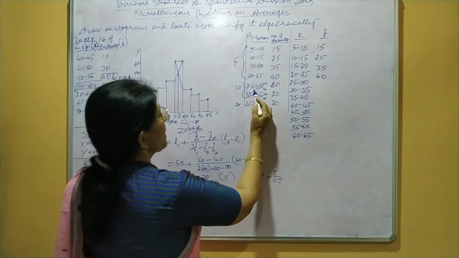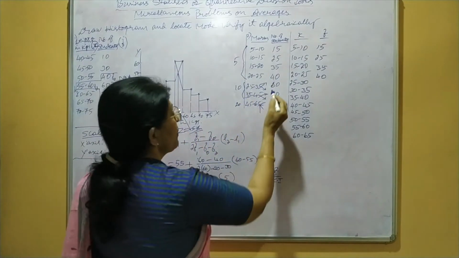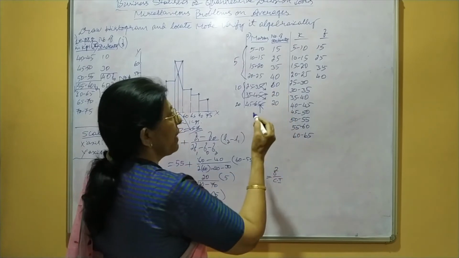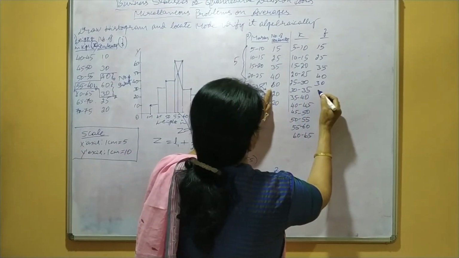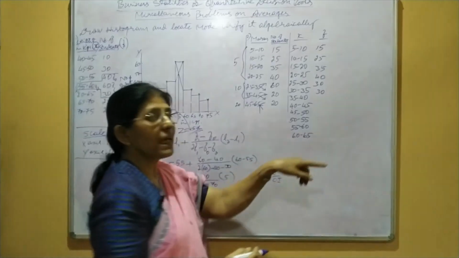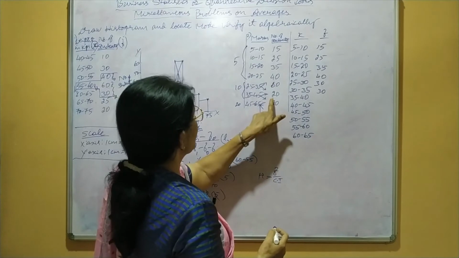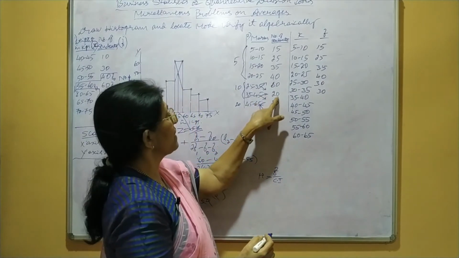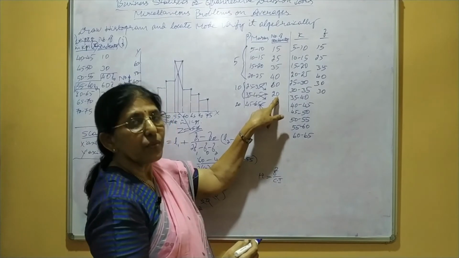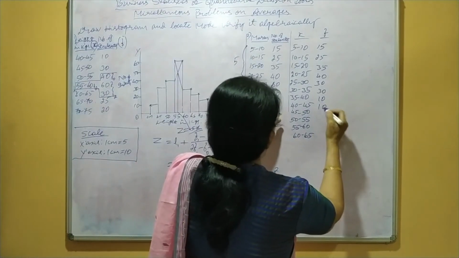Here we have split this class into 2 classes. Therefore, divide this 60 by 2. 60 by 2 means 30, 30. For both the classes, we have to take equal frequency. Then, even this class is split into 2. Therefore, divide the frequency by 2. 20 divided by 2, 10, 10.